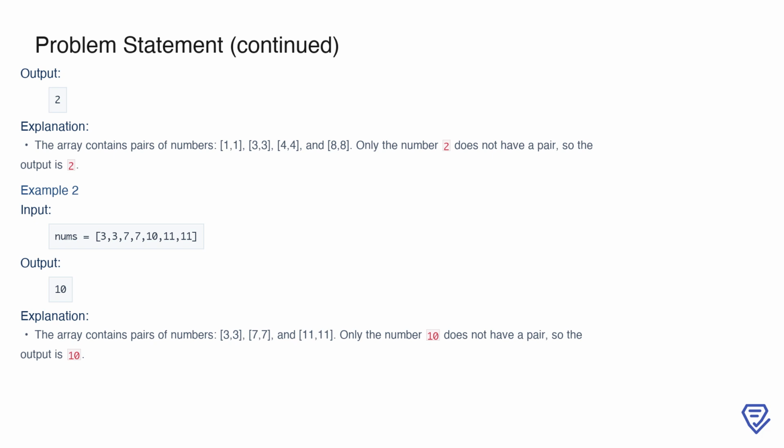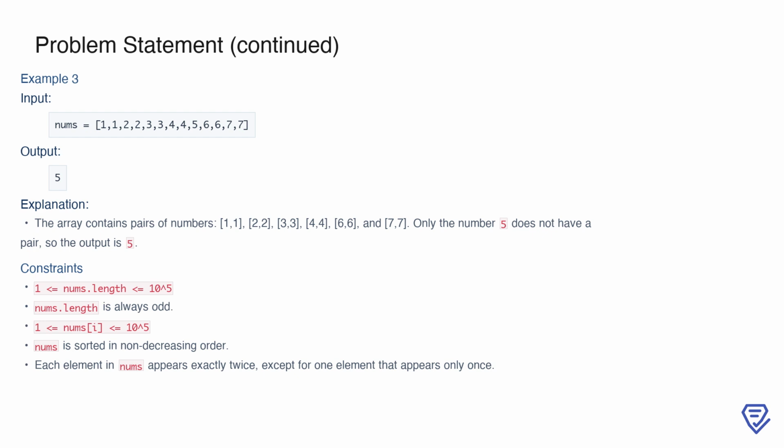Now, consider another example. If nums = [3, 3, 7, 7, 10, 11, 11], the output will be 10. Again, the array is grouped into pairs, 3 3, 7 7, and 11 11, but 10 is the only number without a pair. These examples illustrate the core task, identifying the single, unpaired element in a sorted array.